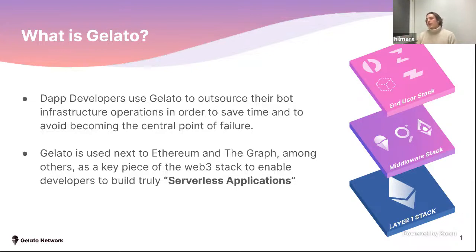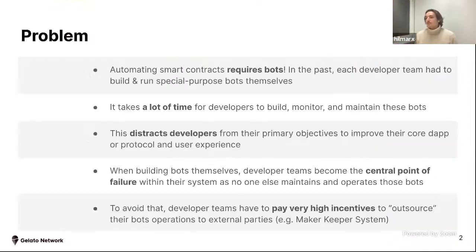Basically, it enables you to build what I like to call serverless applications. You can just deploy your dApp and automate transactions happening in your system, all of that without having to run your own centralized script or server somewhere in the cloud, for example. You can just leverage an already existing decentralized infrastructure, the Gelato network, to do all of that.